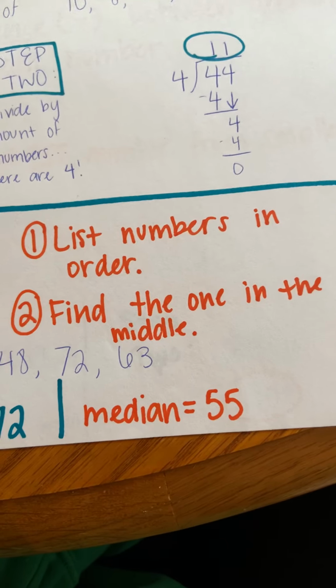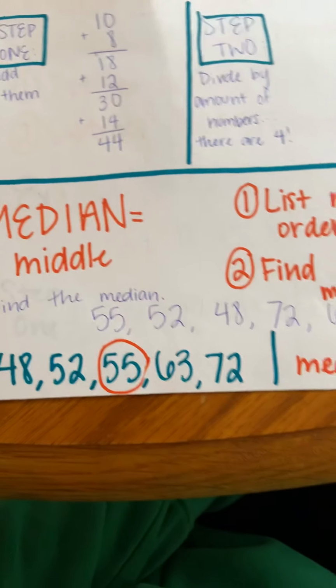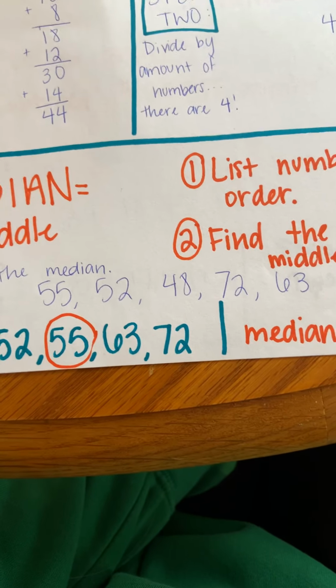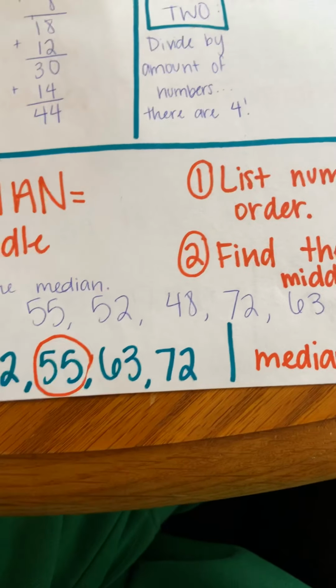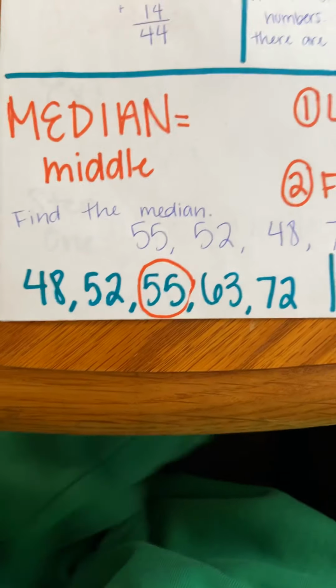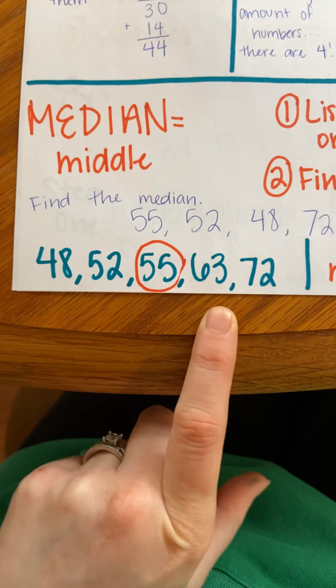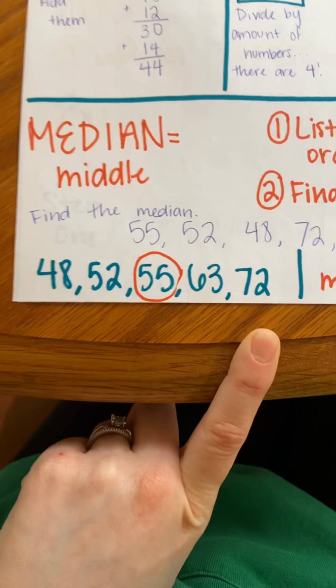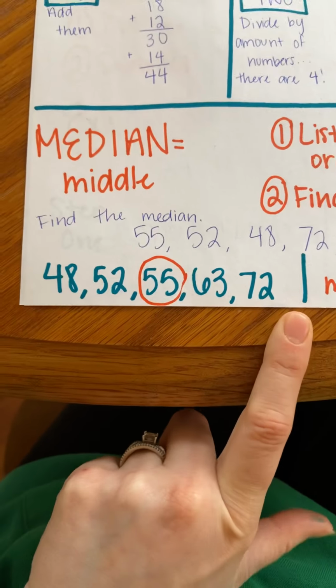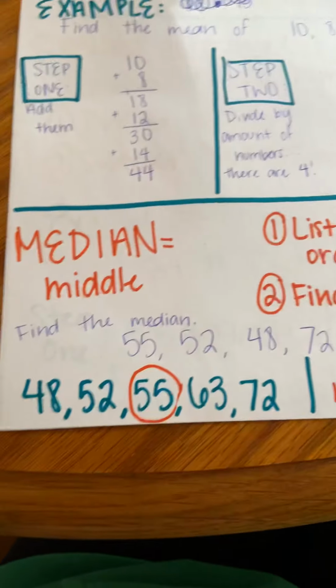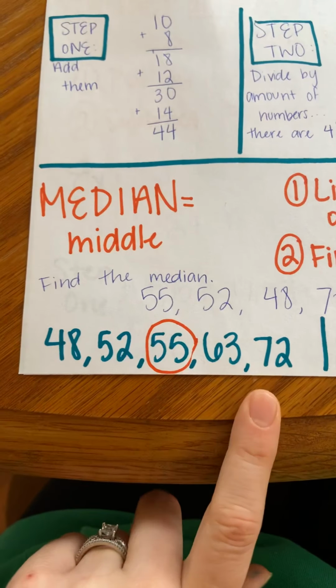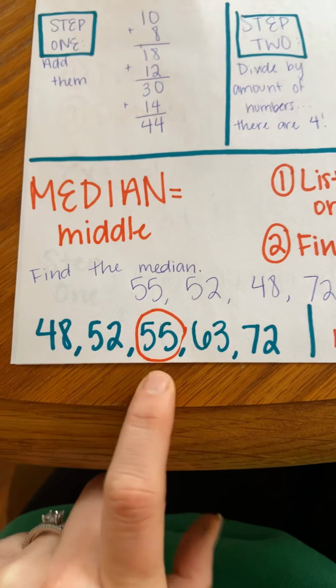And then step 2 is the easy part. Just find the one that's in the middle. So if we have 55, 52, 48, 72, 63, those are all just random numbers. My step 1 is I'm going to put them in order. So I did 48, 52, 55, 63, 72. I guess the important thing there is put it in order from least to greatest. I don't know if I mentioned that. Once I have them in order, I'll find that the middle is 55.